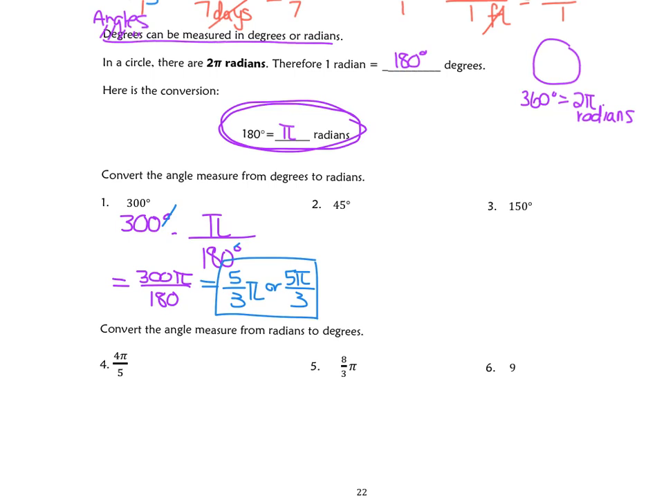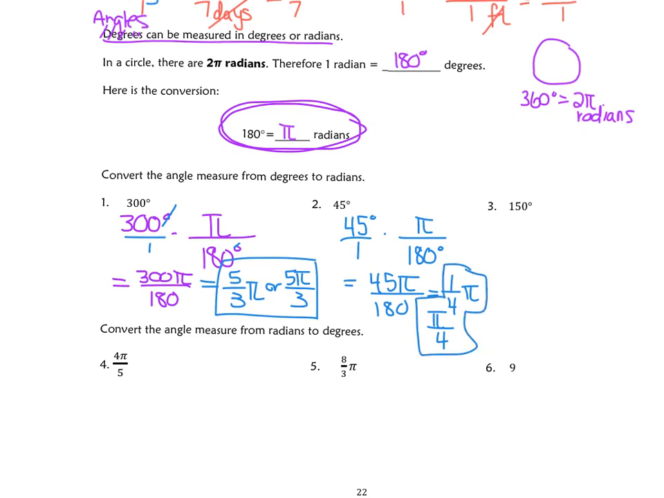All right, moving on to number 2. We have 45 degrees that we want to convert to radians. So I know I'm going to multiply this by 1 because I want to get rid of degrees. Degrees go on the bottom, pi goes on top. I multiply straight across. 45 pi over 180. Take your calculator, do 45 divided by 180. It says 0.25. 0.25 is the same thing as 1/4. So you could write 1/4 pi, or realize this is the same exact thing as pi over 4. Either of these answers is the same.